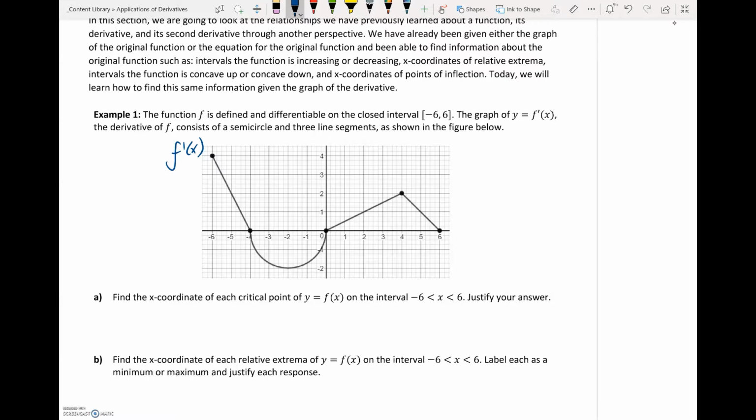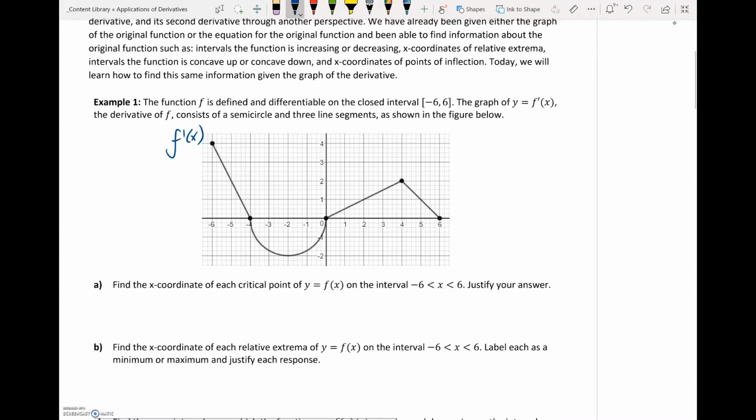Now, f prime of x consists of 3 line segments and a semicircle. This first question is asking us to find the critical points of f. By looking at our f prime graph, these are going to be our x-intercepts because we need f prime of x to be equal to 0 to find the critical points. And this occurs at x equals -4 and x equals 0 and also x equals 6. So these are all these points over here.